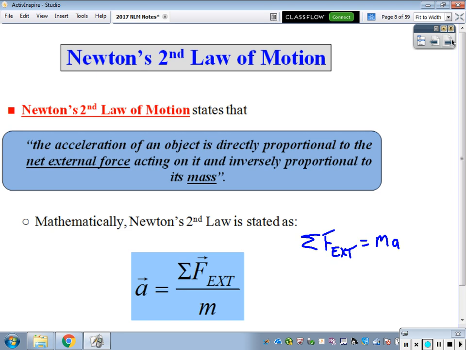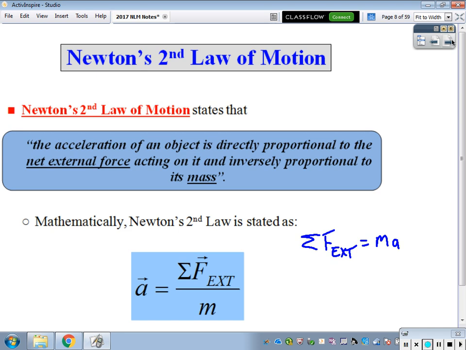So one of the things that we have to do in Newton's second law is we have to be able to focus on all of the external forces acting on an object. We do not just focus on one at a time. Okay? We have to figure out what is the net effect of all of the external forces acting on that object. Okay? The EXT is just a designation to remind us that we have to have external forces. Internal forces do not affect acceleration at all.